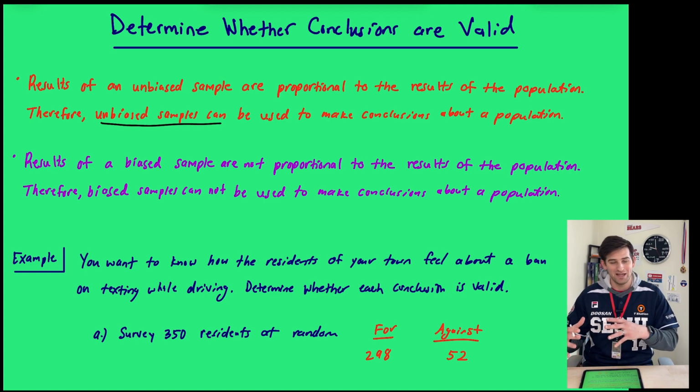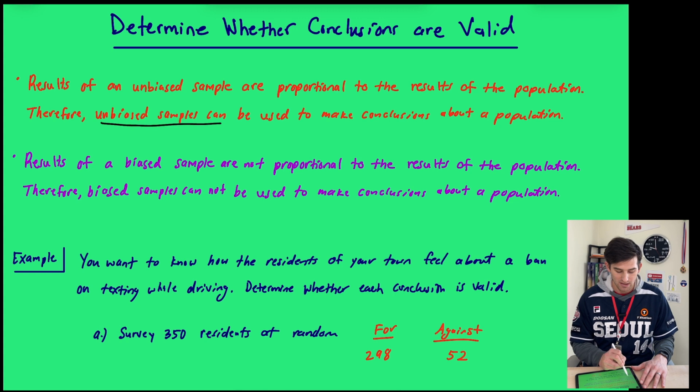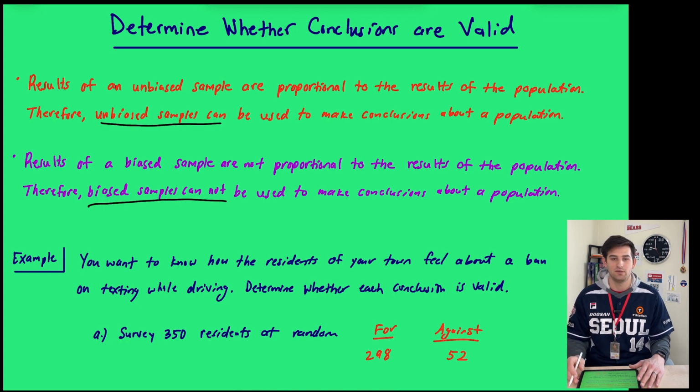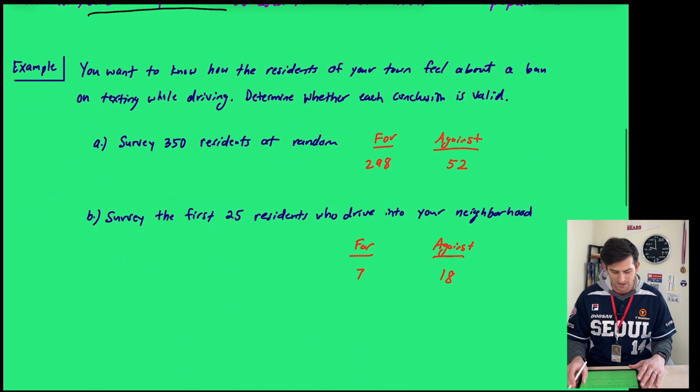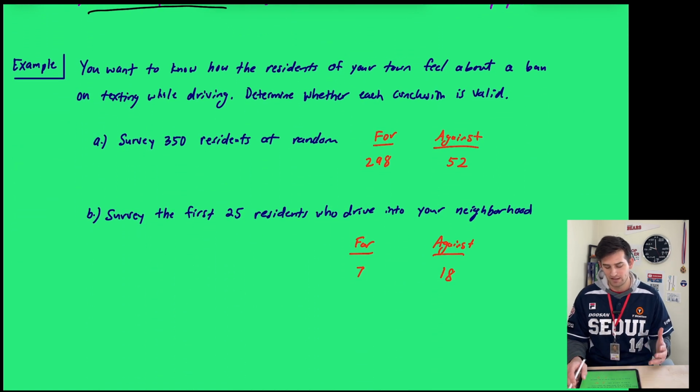Right? On the other hand, we had biased samples. It says results of a biased sample are not proportional to the results of the population, and therefore biased samples cannot be used to make conclusions about a population. So for our example, it says we want to know how the residents of our town feel about a ban on texting while driving, and the goal here is just to determine whether these conclusions would be valid or not.